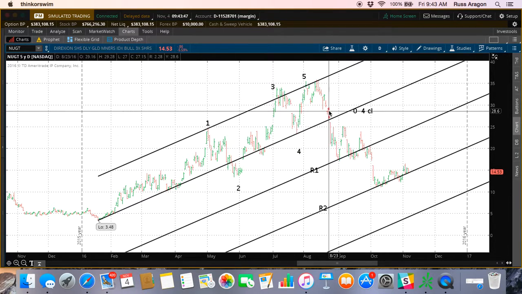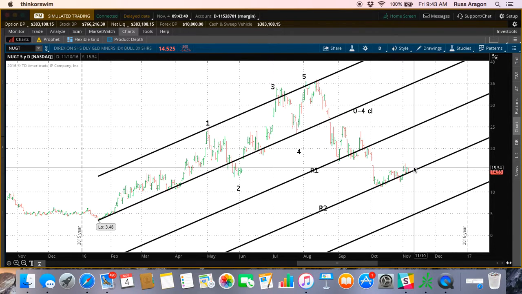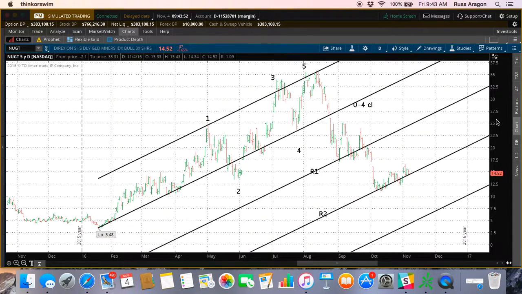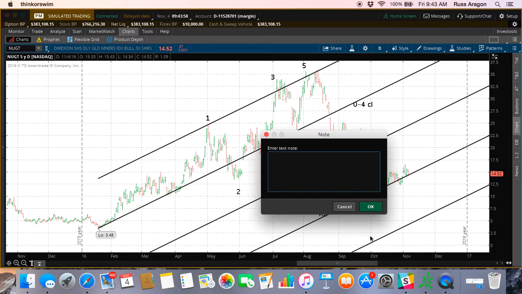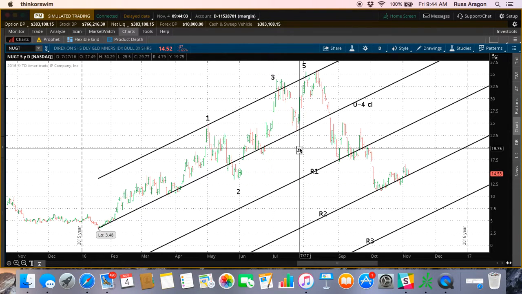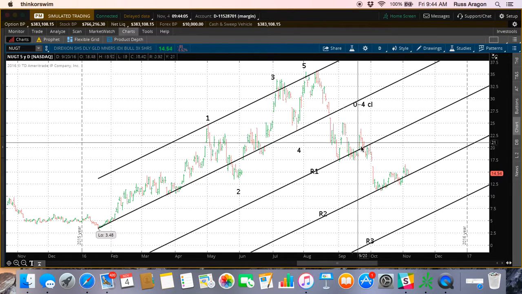Okay? So what are we looking at here? We're looking at price at R2. It needs to hold R2. If it doesn't hold this R2 line, we have a high probability of going to here, to R3. Okay? So this is a way to measure price action and see what it's doing.